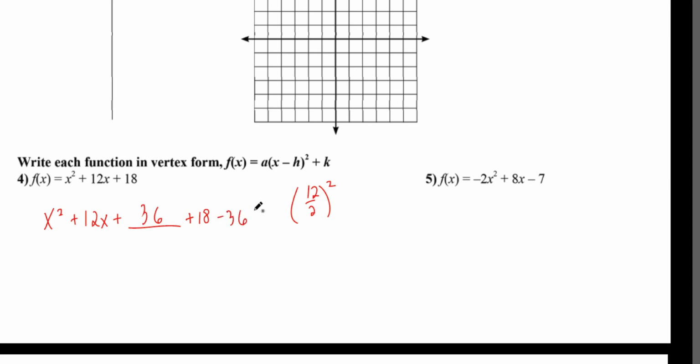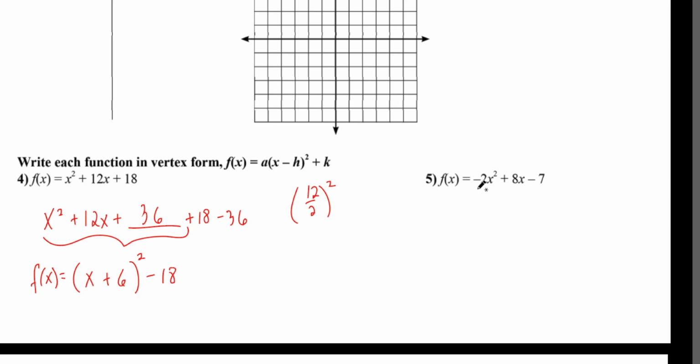So really, what did I do? All I did was push that 18 over, and then I added a 36, I subtracted a 36. So really, did I change the value of that at all? No, I didn't change it at all. But I did something, okay? I made this into a perfect square, by taking half of it and squaring it and adding it to this. That makes it into a perfect square. So what do I get? X plus 6 squared, and then minus 18. So that's my function. So f of x equals that. And that's all they wanted you to do.